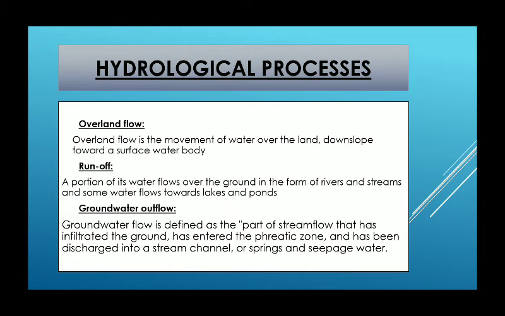Overland flow is the movement of water over the land downslope toward a surface water body. It is a very important aspect of the water cycle and it can be generated under two different physical mechanisms. Infiltration excess overland flow is formed when the rainfall intensity exceeds the soil infiltration capacity in an area. Then water accumulates on the soil and starts moving downslope due to gravity towards the hydrographic network.